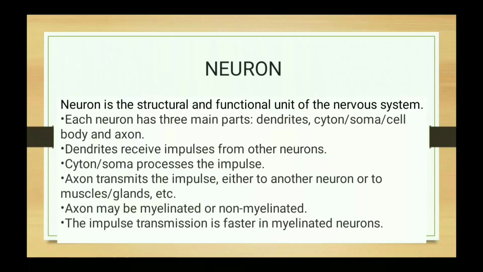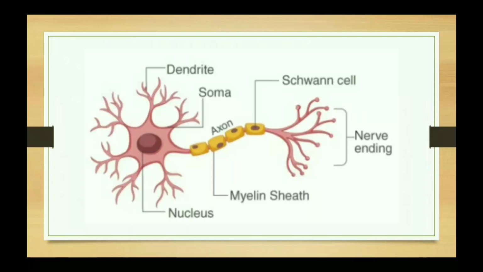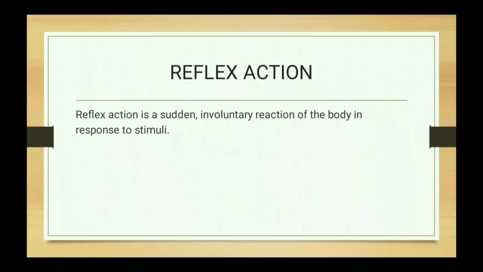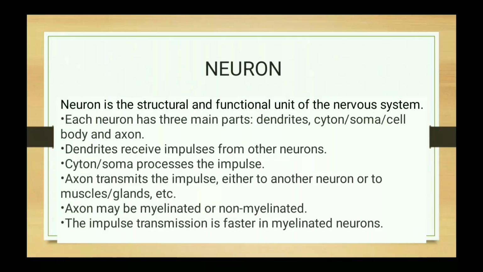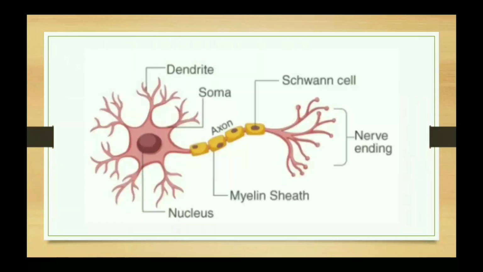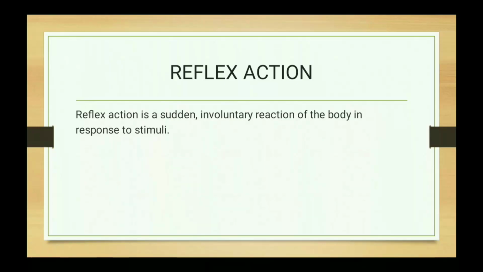Now the axon may be myelinated or non-myelinated. Now what is myelinated and non-myelinated? Myelinated is where the myelin sheath is present and non-myelinated is where the myelin sheath is not present. Then the impulse transmission is faster in the myelinated neuron. Now here is a diagram of a myelinated neuron where the myelin sheath is present. You can see the dendrites, then the soma, then here the nucleus, then the axon, then the myelin sheath, and then the nerve endings.